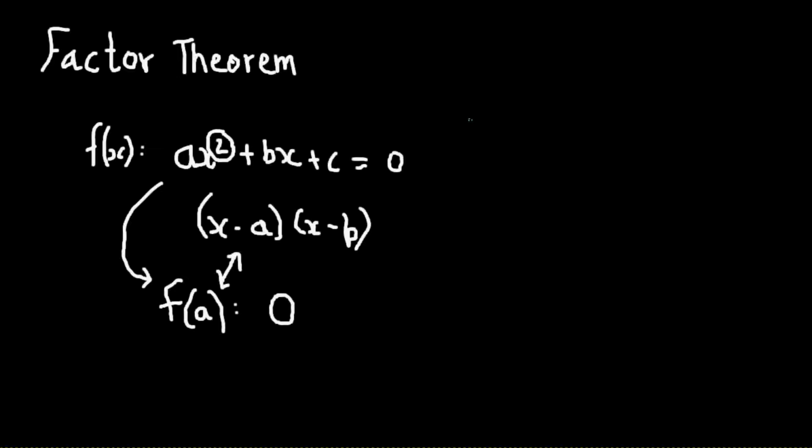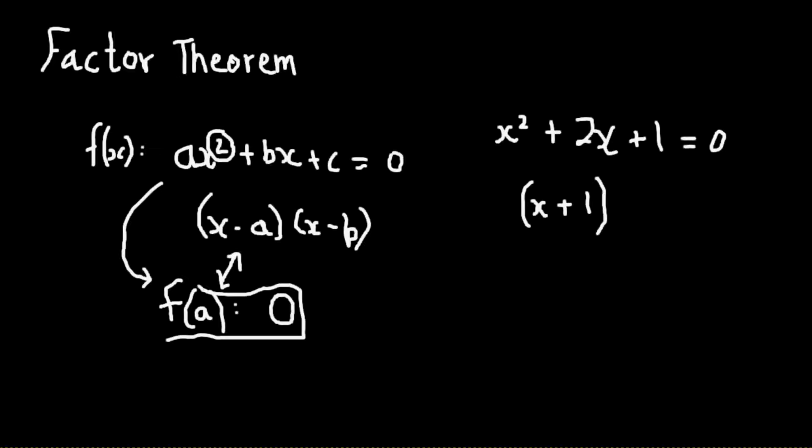So say you have x squared plus 2x plus 1 equal to 0. And now you want to prove that x plus 1 is a factor of this. So let's just write x plus 1. Now, to prove that it's a factor, you need to prove that f of a is 0. Now, let's just compare these two. This is comparable to this, and this is comparable to this.